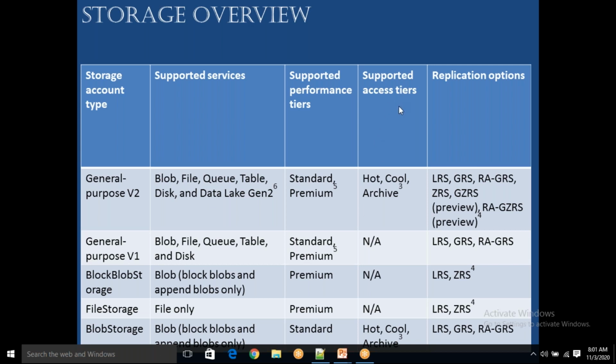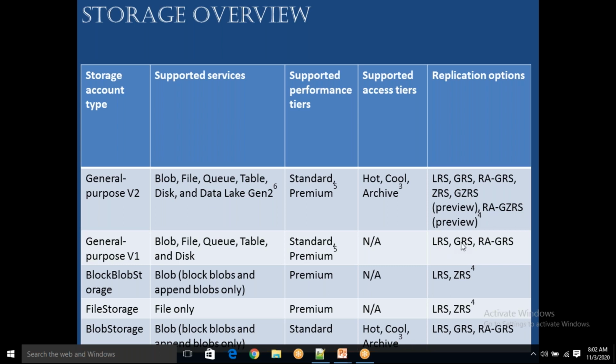See, supported access types. Here there is no access type option. You can use access types when you are going with General purpose V2 or when you are going with Blob storage. Okay. Next, when you go with General purpose V2, you have a lot of options: LRS, GRS, RA-GRS, ZRS, and GZRS and RA-GZRS, which are in preview. So that's why I have not discussed these things.